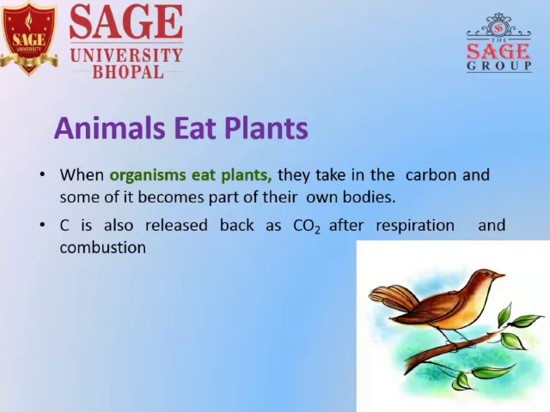Animals eat plants. What happens when an animal eats a plant? When organisms eat plants, they take in the carbon and some of it becomes part of their own bodies. And also, carbon is released back as CO2 after respiration and combustion. So carbon is also released back into the atmosphere with the help of respiration and combustion.